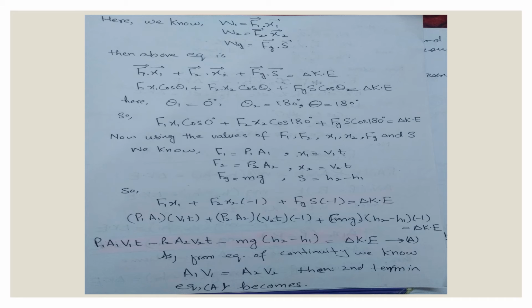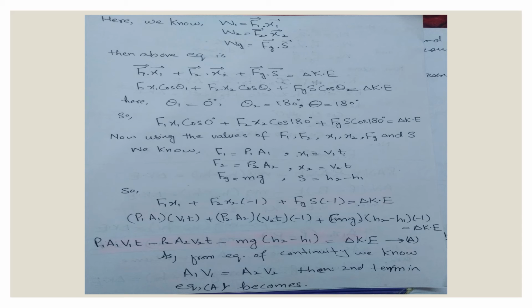Substituting the values and computing the angles, we get cos 0 is equal to 1, cos 180 degrees is equal to -1. Substituting all the values, we get P1A1 into V1T plus P2A2 into V2T into -1 plus mg into H2 minus H1 with the -1. Solving, we get P1A1V1T minus P2A2V2T minus mg into H2 minus H1 is equal to the change in kinetic energy. I have labelled this equation A.